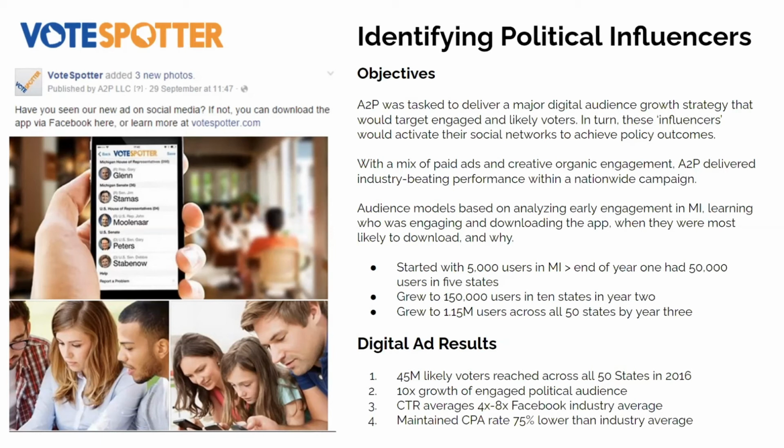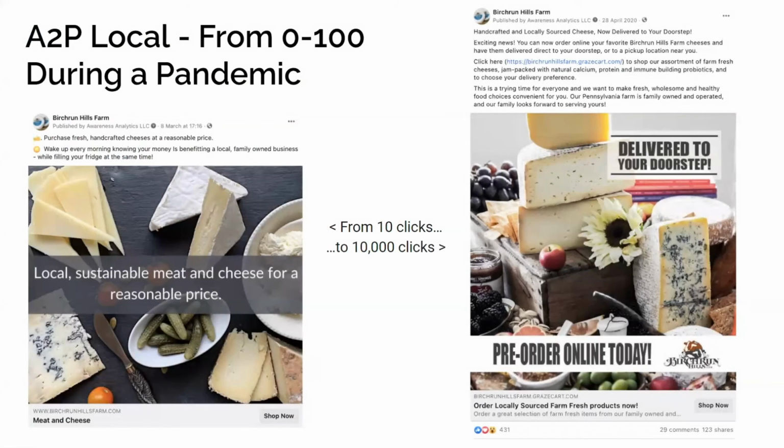My final slide today is just to give you a sense of just what can be done when you put your mind to it. We talked about some of the bigger projects we've worked with, the Imitation Game movie, the Vote Spotter app. These were significant projects that ran across the US.